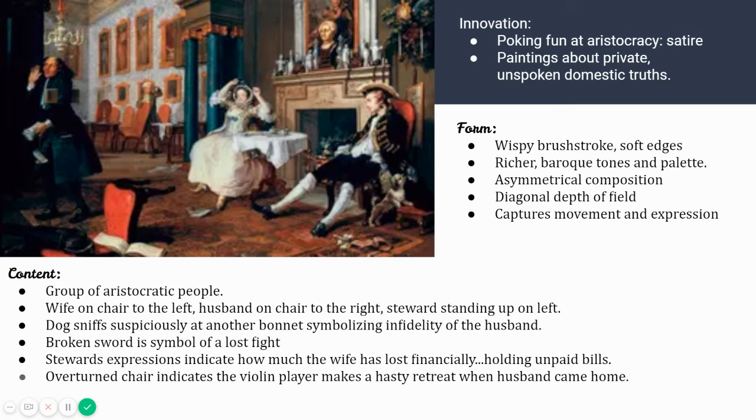We have in the foreground an overturned chair, which, because of the objects around the chair, we're able to note that there was a violin player there, probably entertaining while she gambled more of their fortune away, but that this violin player had to make a hasty retreat when the husband came home.